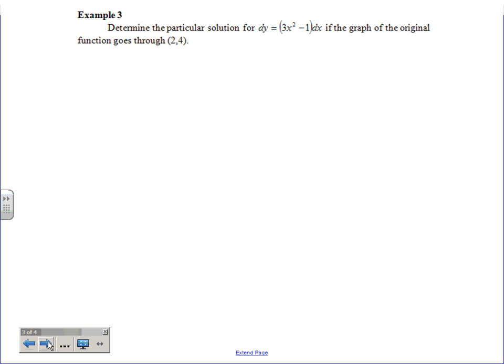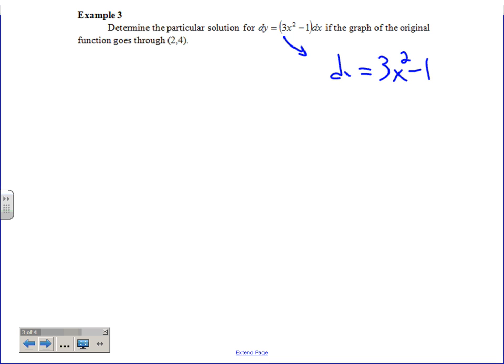Determine the particular solution if the graph of the original has to go through (2, 4). Well, that just looks weird, doesn't it? I wrote that weird just to show you something. Do you agree that's the same equation? What does dy/dx stand for? Derivative, right? And all I did was take this dx and multiply it up. And really, that's what you should do.